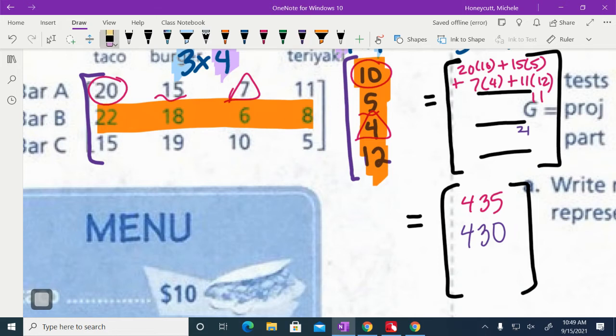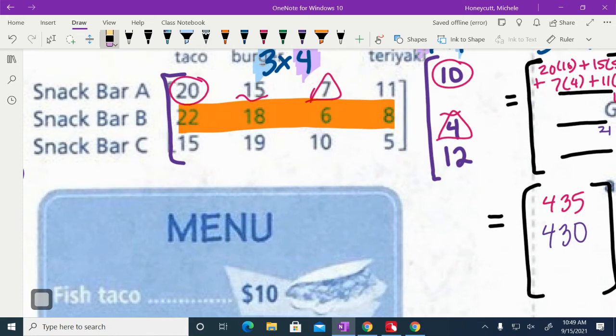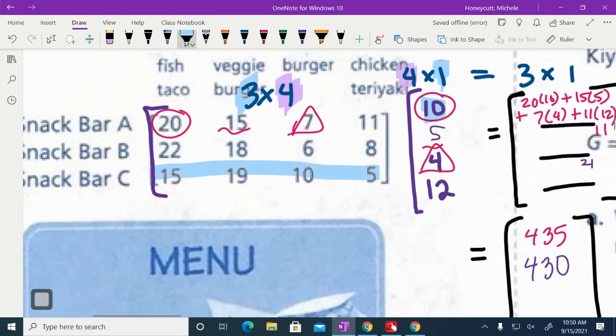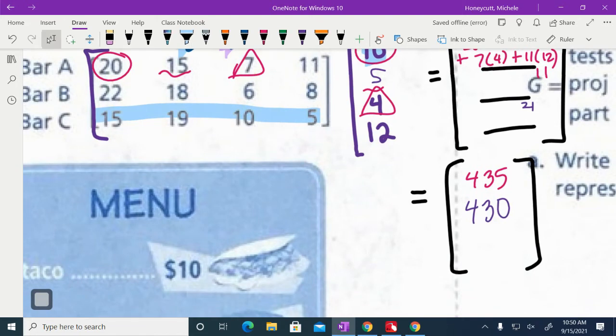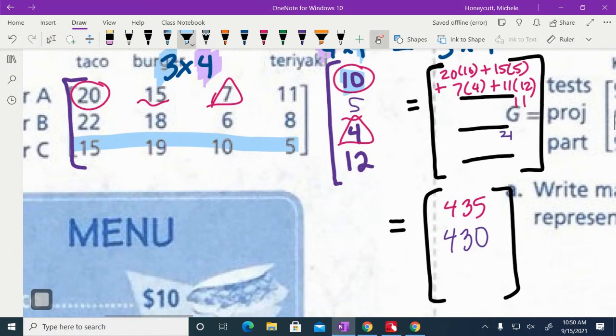And then finally, we multiplied row 3, column 1. We got the element in row 3, column 1. So we did 15 times 10, 19 times 5, 10 times 4, 5 times 12. We added them together and we got 345.